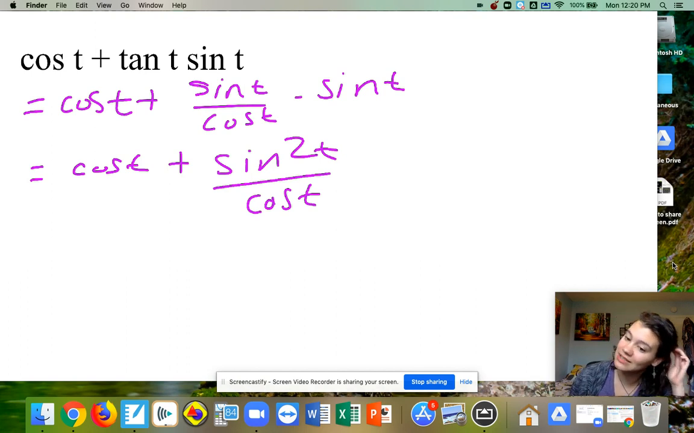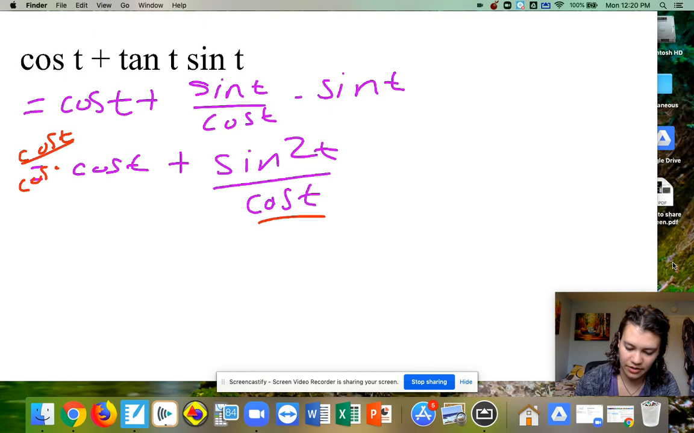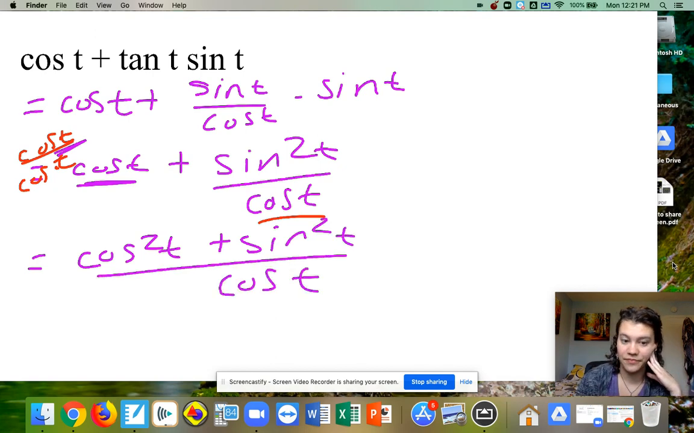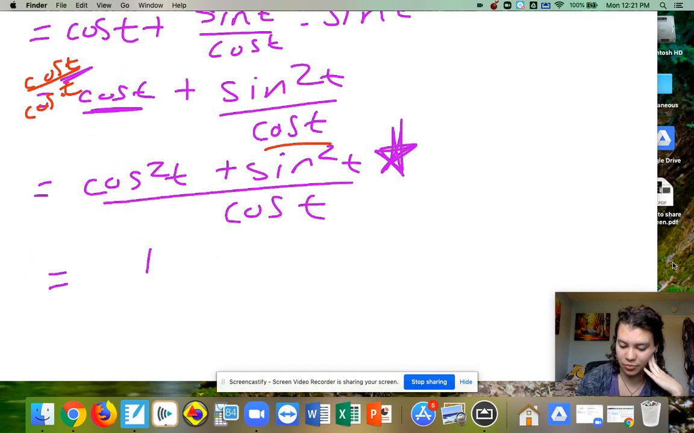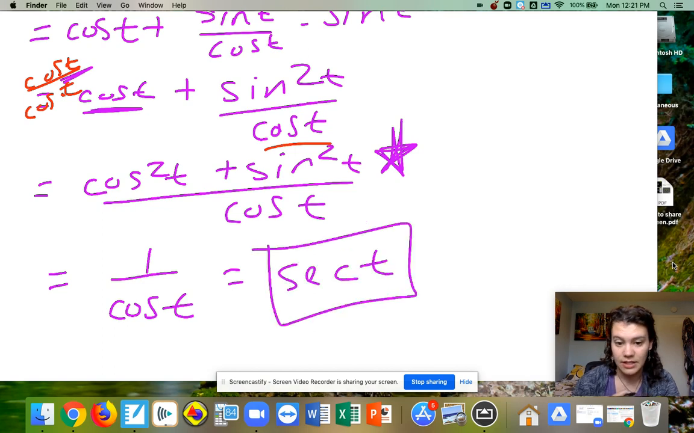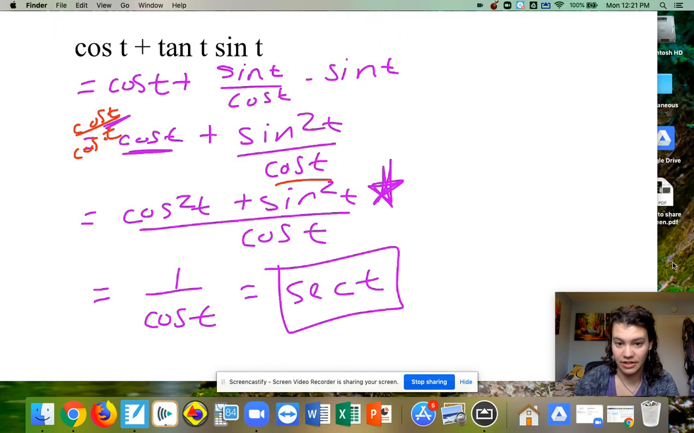So now you want to do something to simplify it. We have two separate fractions. So we're going to find a common denominator, which is going to be cosine. So we're going to multiply this by cosine of t over cosine of t. You'll get cosine squared for this times this plus the sine squared all over cosine of t. Now, this up here is going to be a Pythagorean identity. So you get 1 over cosine of t, and 1 over cosine is the same as secant, so your answer is secant of t. So there's everything all together.